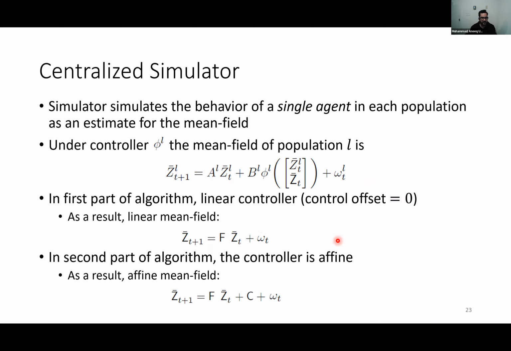If the control offset in phi L is kept 0, the resulting mean field has a linear Gaussian structure. And this is what we do in the first part. We keep the control offsets at 0, and we get a linear mean field in return. In the second part of the algorithm, the controller is affine, so we change the control offset, but we keep the linear part of the controller constant, and due to that, the mean field will have this affine structure. So did I answer your question, Matthew?